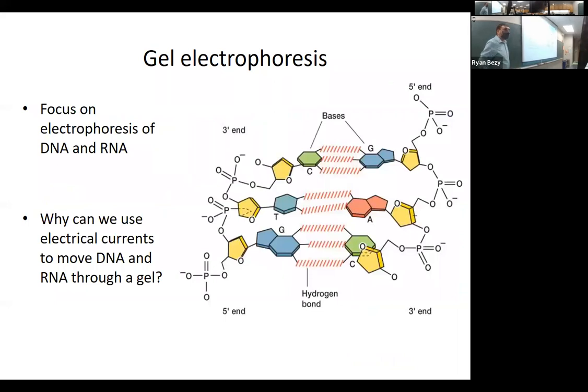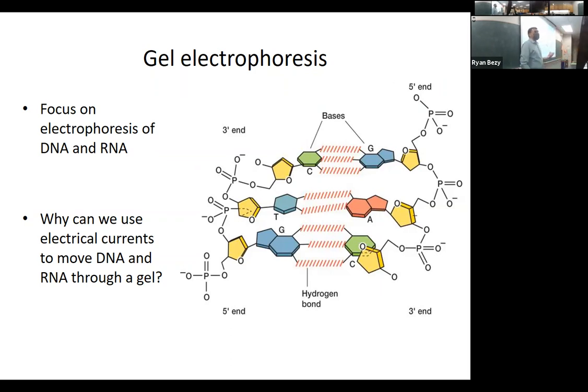Okay, so focus. Today, I'm not going to really talk too much about protein electrophoresis because that's a little bit different. We're going to focus more on DNA and RNA electrophoresis. Again, we load DNA and RNA into a gel, and then we apply an electrical current to it. That electrical current is then going to apply force. It's going to push and pull the DNA or RNA through the gel.